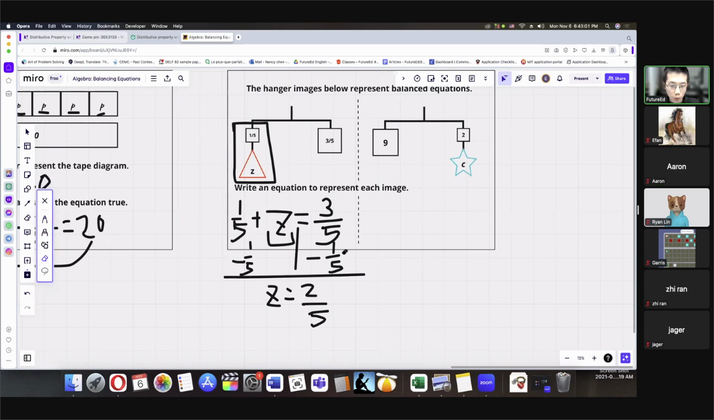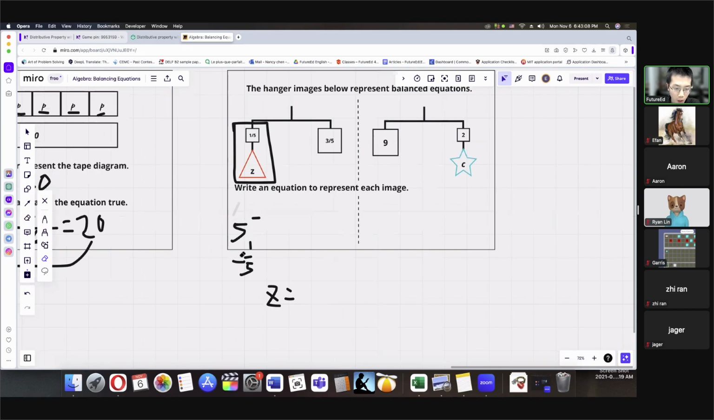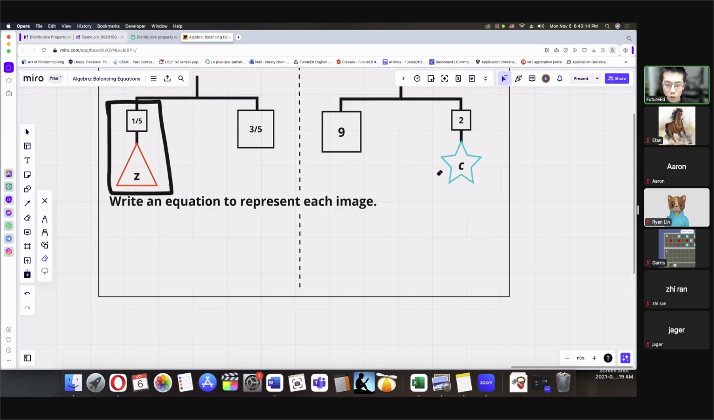Would you like to try the one with a star on the right? I think the star one's actually slightly easier once you start getting a hold of the concept. So let's start with listing an equation, okay? So we have the 9 is balanced with a 2 and a star, right? So how would we write the equation?